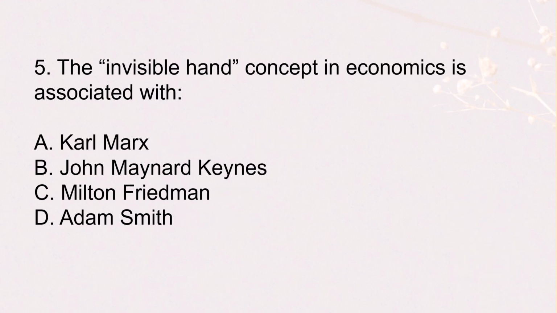Number five, the invisible hand concept in economics is associated with letter A, Karl Marx, letter B, John Maynard Keynes, letter C, Milton Friedman, or letter D, Adam Smith.